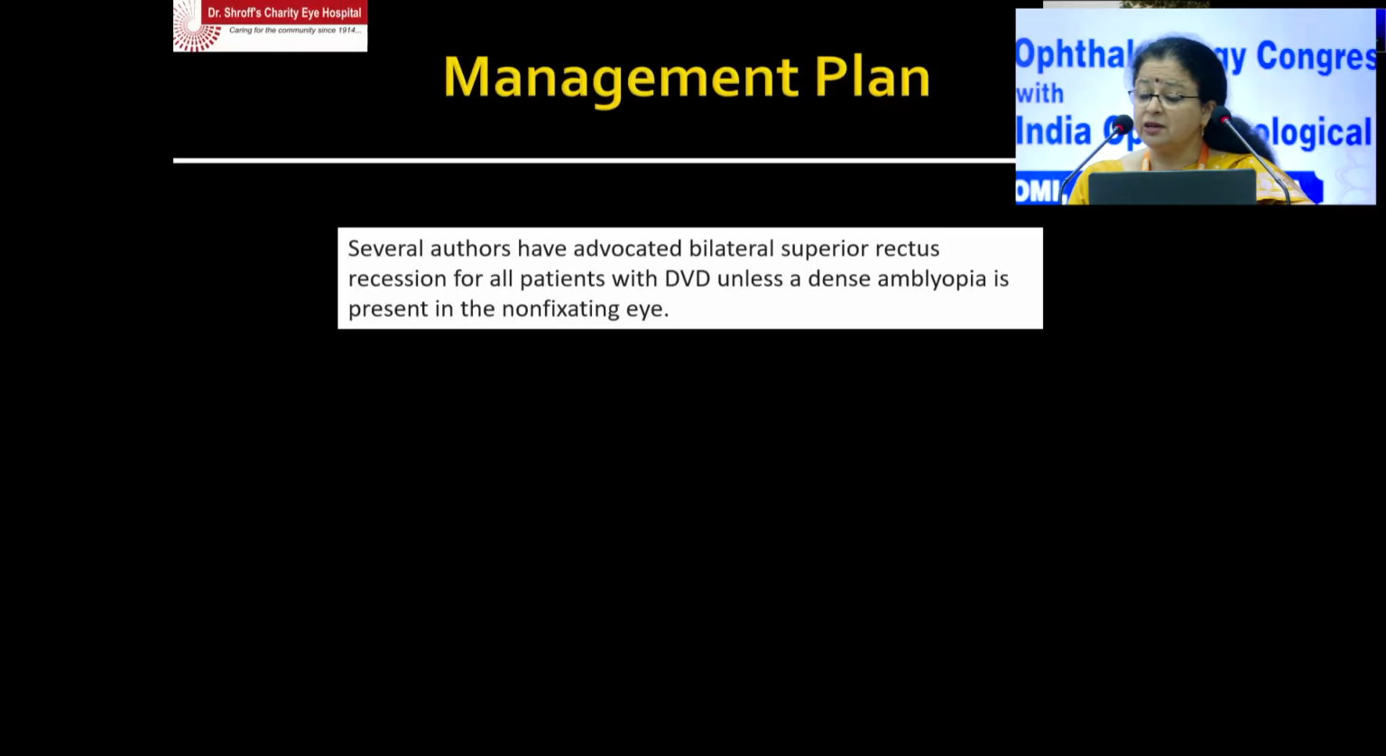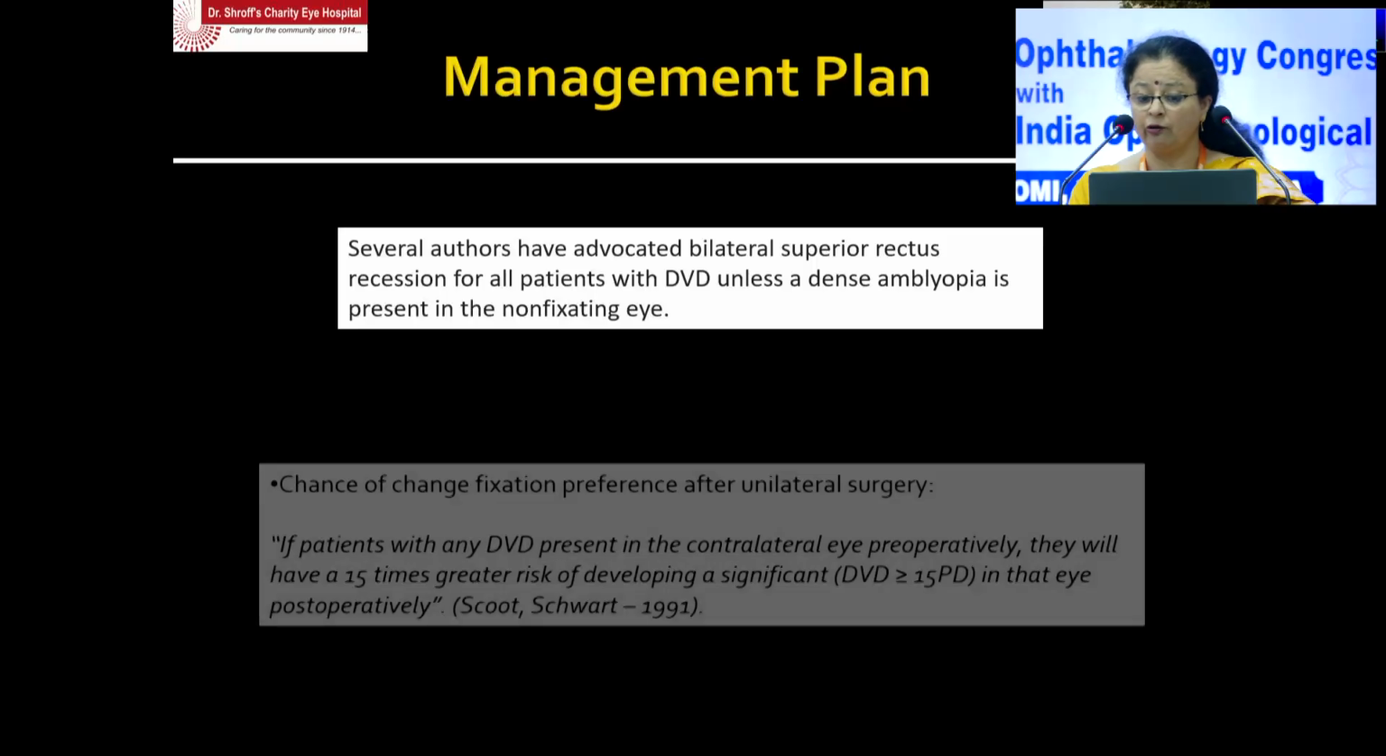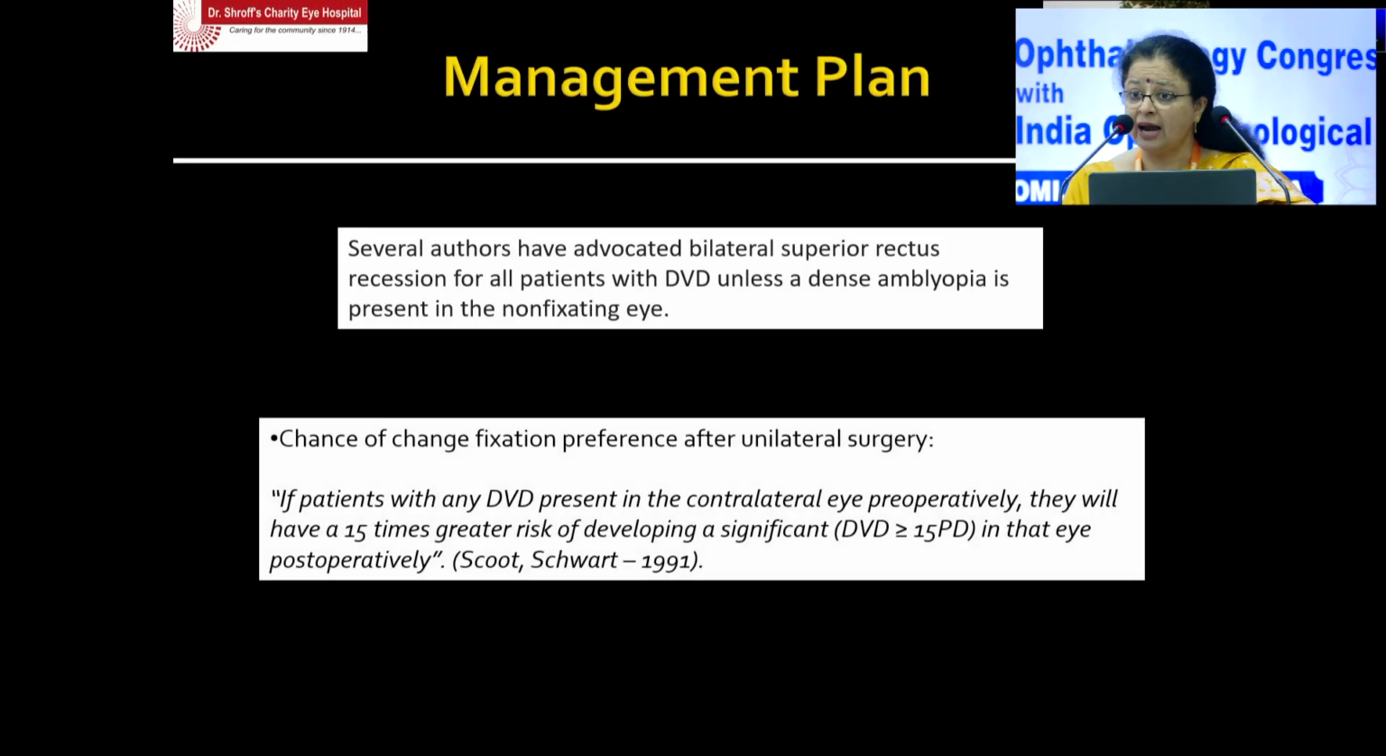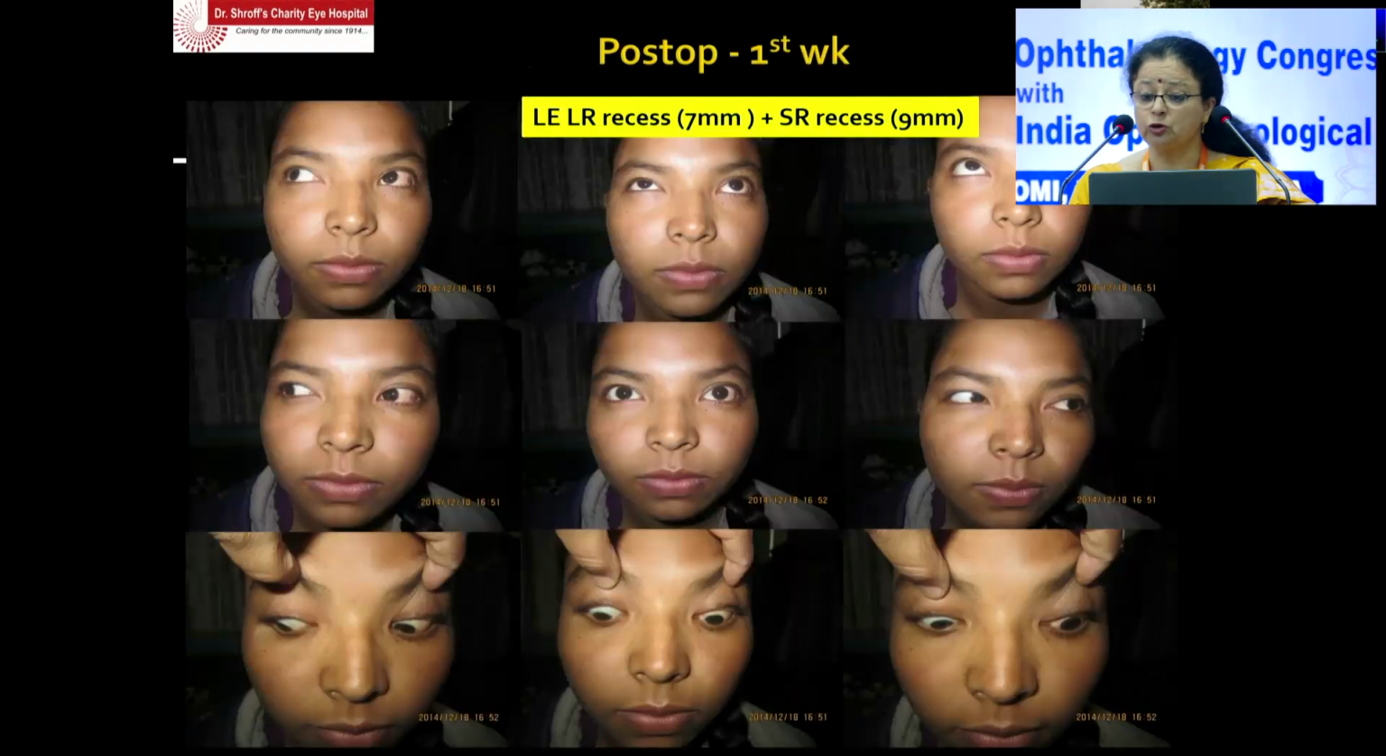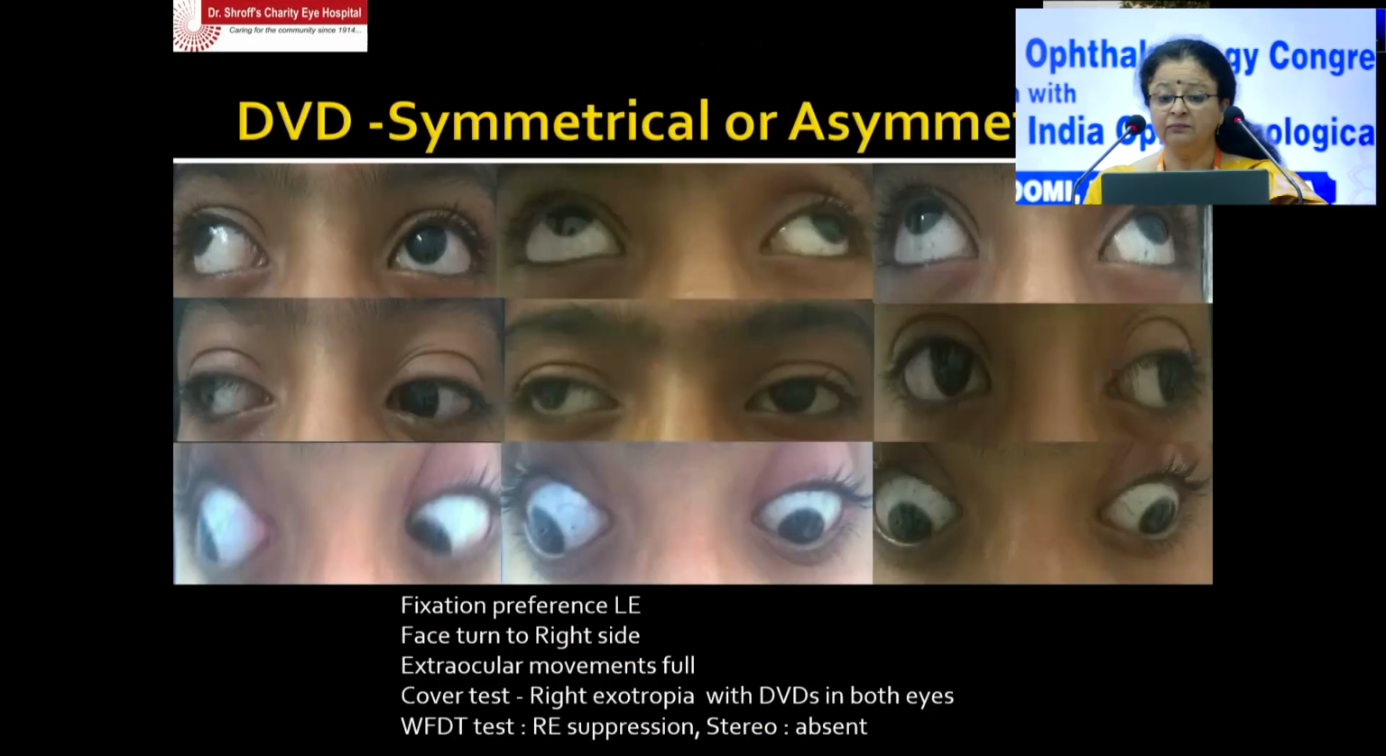Several authors have advocated that bilateral surgery should be done for all patients with DVD, unless we have a dense amblyopia which is present in the non-fixing eye. What we find is that once you operate one eye, then in the other eye again there's a fixation preference, and the DVD again occurs in the other eye. So this is the post-operative picture, and she's doing well.